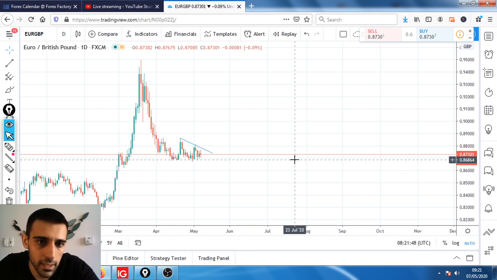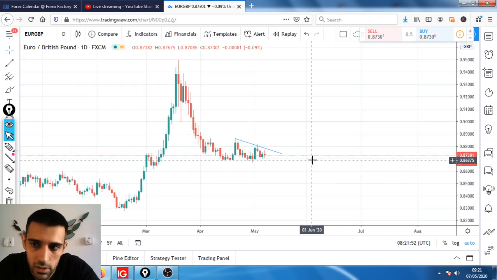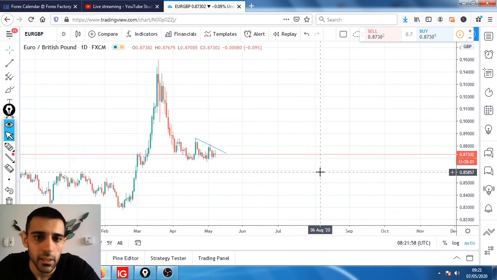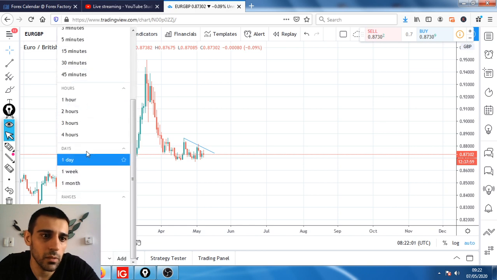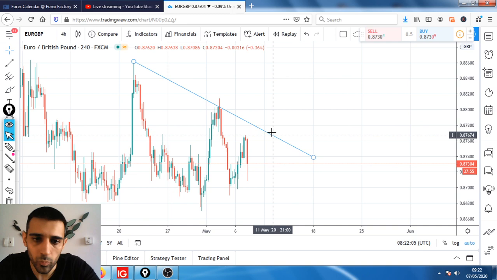$86.85. Okay, that could be the next potential target. 86, maybe 90. 86.90 could be the next potential target. Let's drill down again, 4 hourly and then 1 hourly time frame.